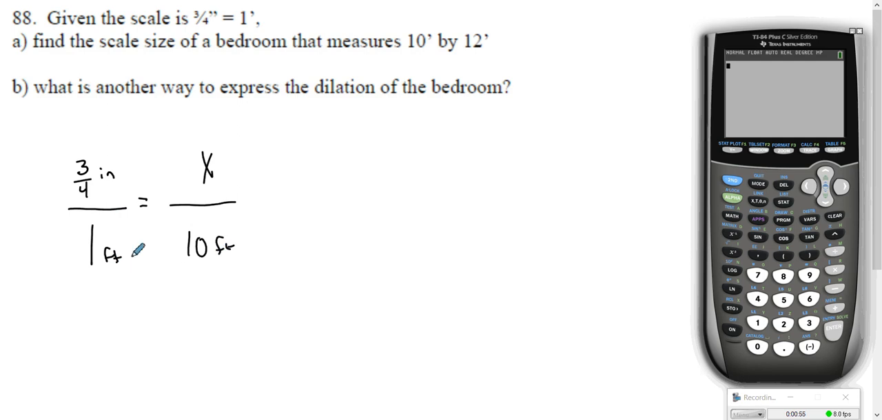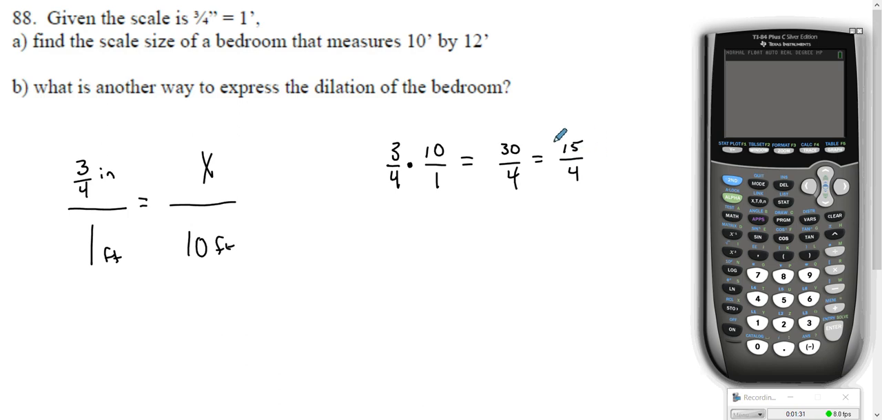But I just noticed right here that 1 foot to 10 feet, if I just do times 10, that means I can do times 10 up here. So I'm going to do 3/4 of an inch times 10. Now when I multiply, if it's a whole number, I put it over 1. And then we multiply straight across. So I can do 3 times 10, which is 30, and 4 times 1, which is 4. And so I get 30 over 4, and then I can simplify that because these are both even numbers. I can divide both by 2, so I end up with 15 over 4.